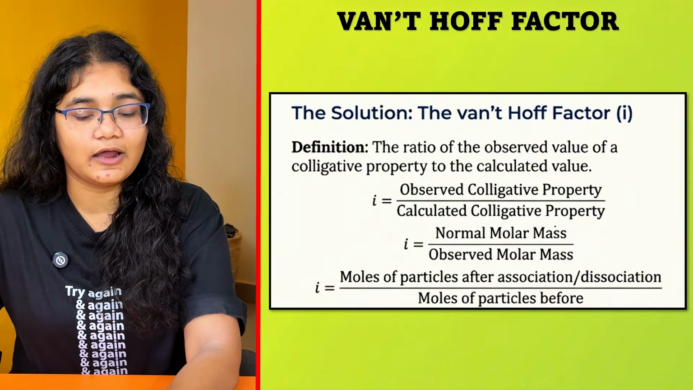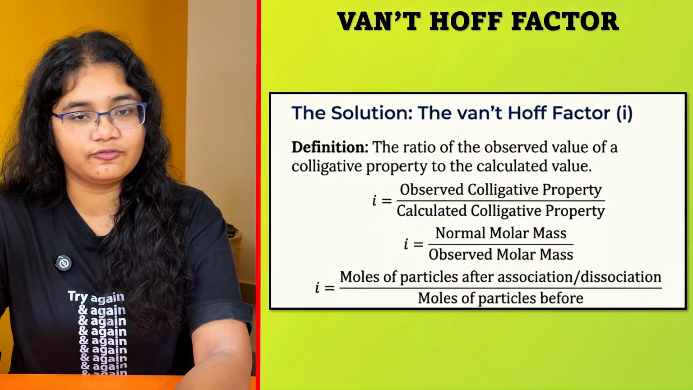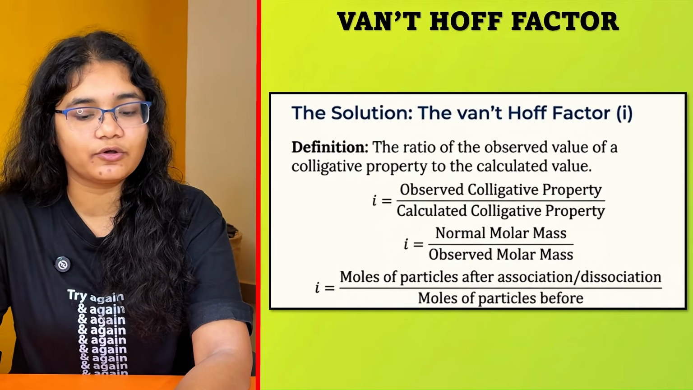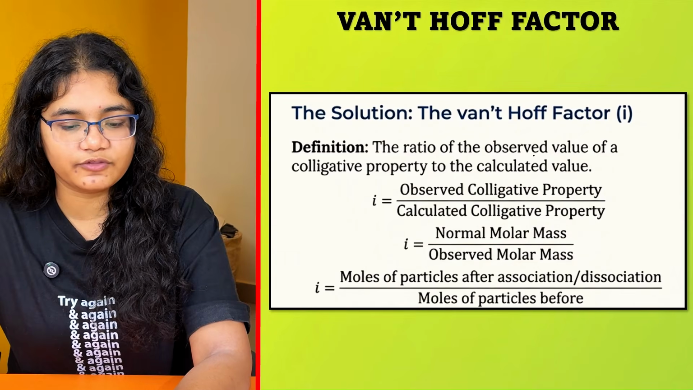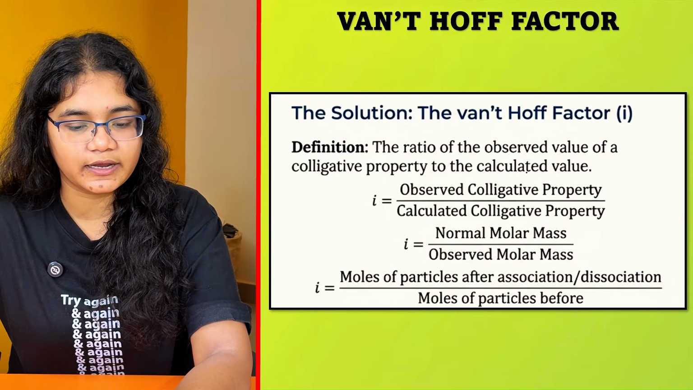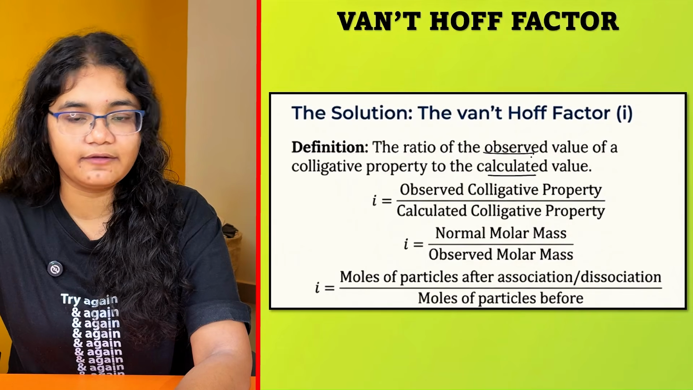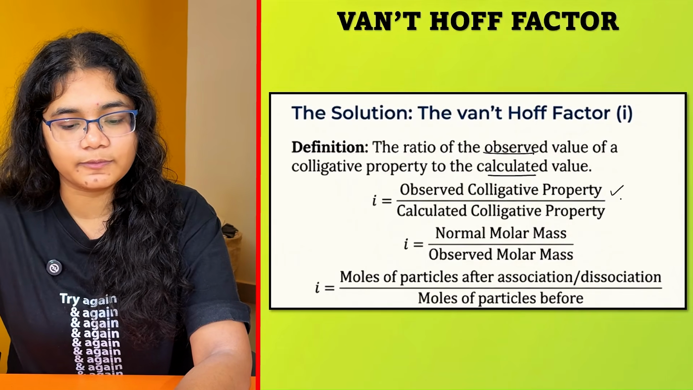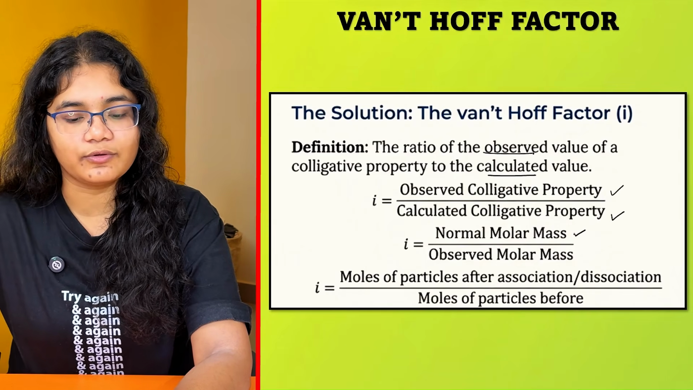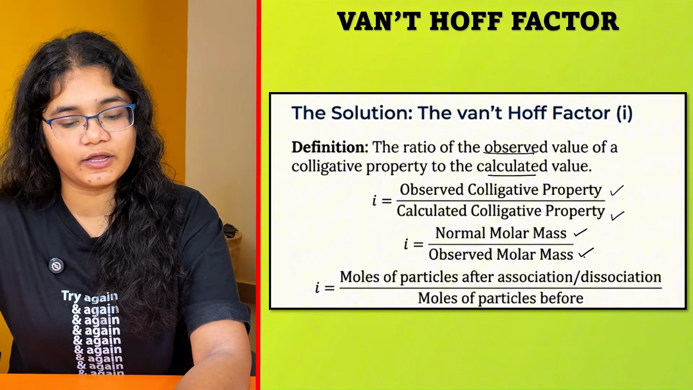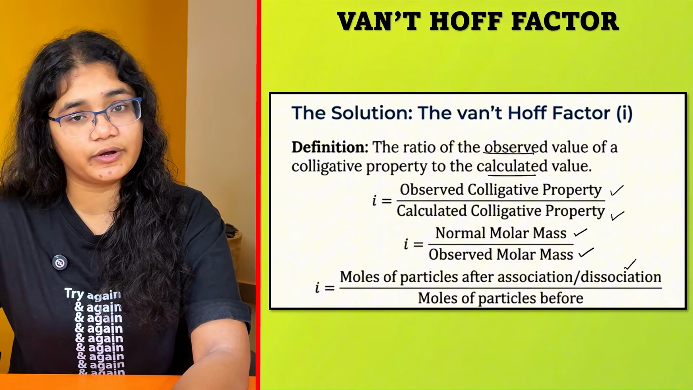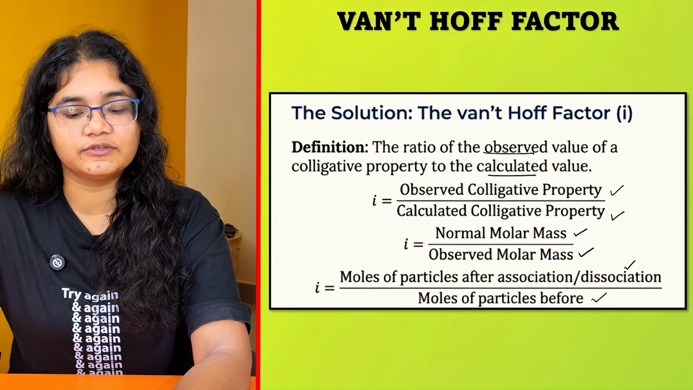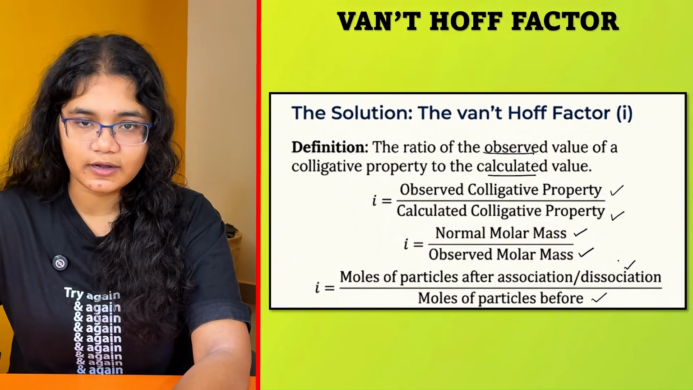Then how to correct it? How can we get the correct values then? For that, we have a solution, that is the Van 't Hoff factor. It is the ratio of the observed colligative value and the calculated value. i is equal to what? Observed value by calculated value, or normal molar mass by observed molar mass, or the number of particles after dissociation divided by moles of the particles before association or dissociation.